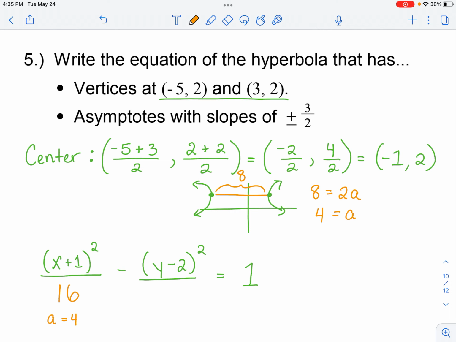So now what about b? How am I going to figure out b? Well, under the x is a 4, and we know slopes are plus or minus. Under the x is the a, so under the y is the b. And that ratio has to be 3 over 2. But we don't have a 2 for a, we have a 4. So something over 4 has to give us 3 over 2. Well, if I double this, I get to 4, so I double this to get to 6. So that means b is equal to 6.